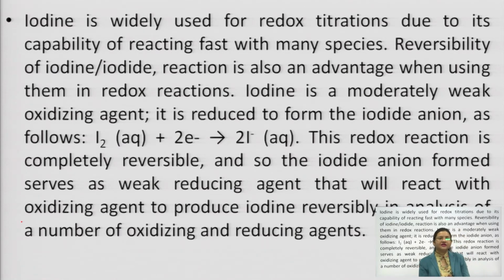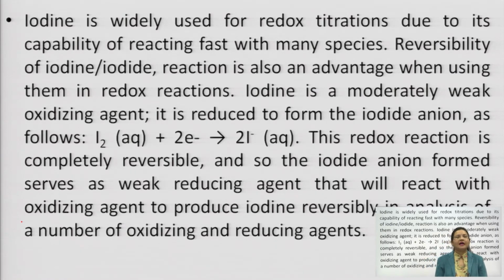So that's the difference between iodimetry and iodometry. In iodimetry, we use iodine as a direct standard solution to react with the analyte. But in iodometry, we use any of the salts or compounds of iodine to react completely with the analyte. This is the difference. We will study the difference in detail in upcoming slides, in upcoming PPTs.